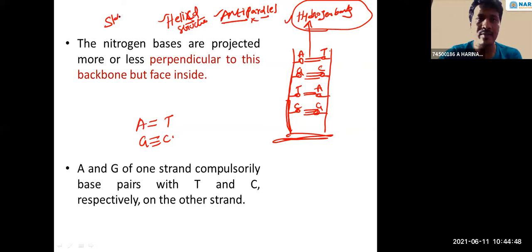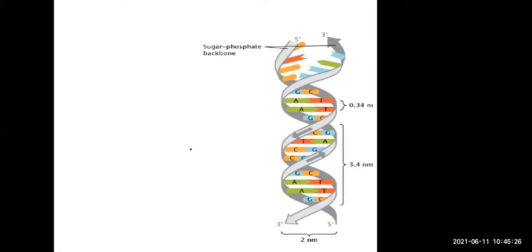Stability of DNA is by hydrogen bonds. So many characteristics of DNA are given by hydrogen bonds. Hydrogen bonds are responsible for the anti-parallel arrangement of two polynucleotide chains, for the helical structure of DNA, and for the stability of DNA, right? Any questions here?